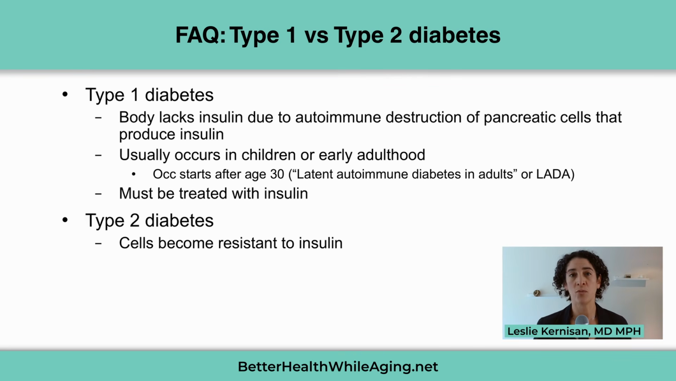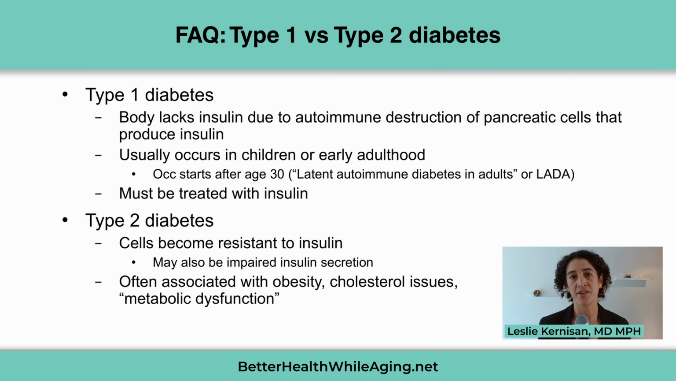So in type 2 diabetes, the cells become resistant to insulin, and the body starts to have to produce more and more insulin to get a response from them and get them to take that blood glucose out of the bloodstream and into the cells. Now, there also can be some element of the body not making quite enough insulin, but it's not to the degree that it is in type 1 diabetes.